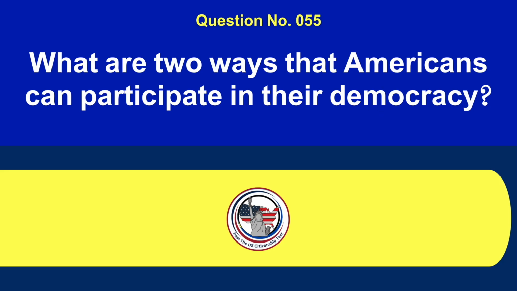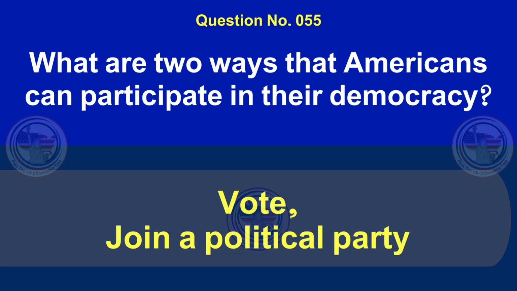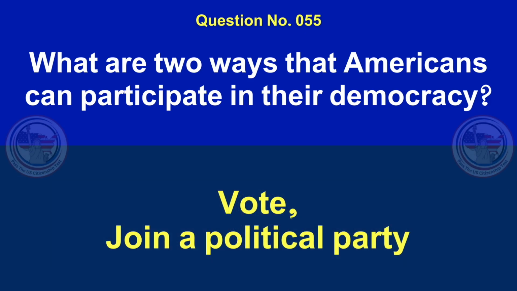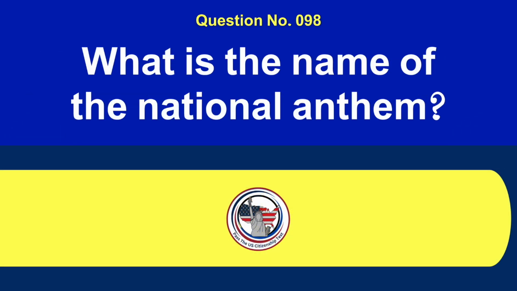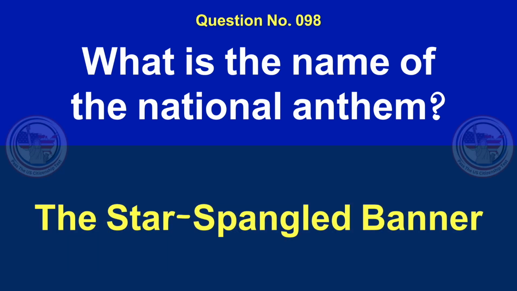What are two ways that Americans can participate in their democracy? Vote. Join a political party. What is the name of the national anthem? The Star-Spangled Banner.